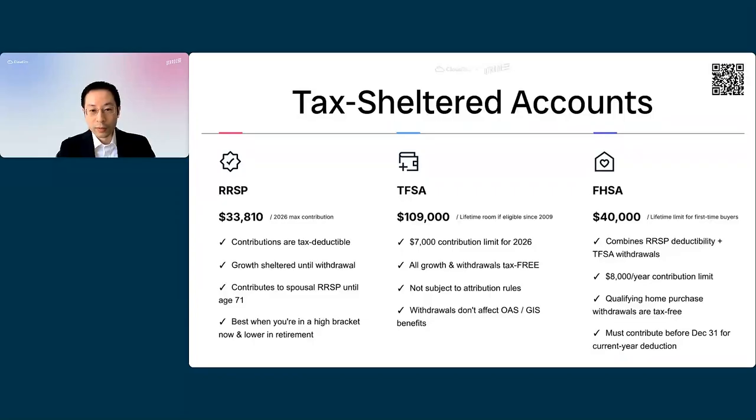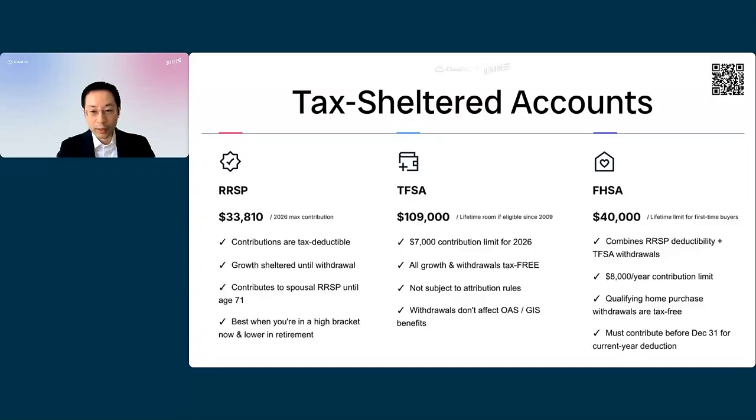One important distinction for this one is that for the FHSA, the contribution needs to be made before December 31st of the tax year. With the RSP, you have 60 days after year end to still be able to make the contributions. But with the FHSA, the contribution needs to be made before December 31st. There's a limited lifetime maximum of $40,000. There's a time limit: it needs to be closed within 15 years or by age 71.